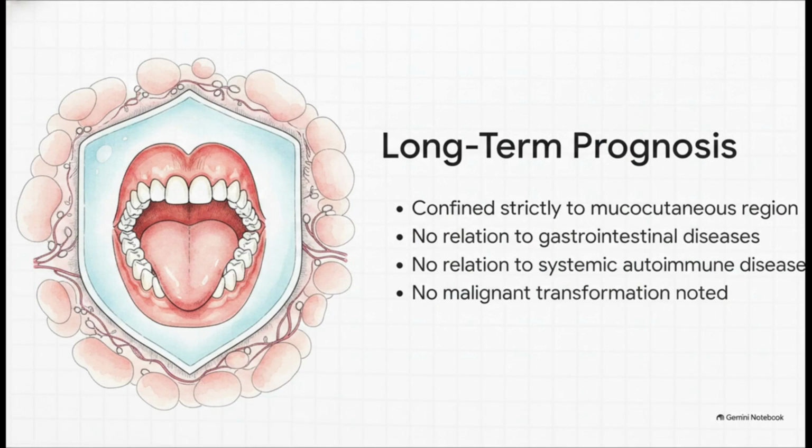So once you actually have the patient on the right treatment, what do you tell them about their future? Well, the great news is that CUS has an excellent long-term prognosis. It is entirely localized. It stays strictly confined to the mucocutaneous region. It is not going to evolve into some systemic autoimmune crisis. And unlike some other oral lesions, it isn't linked to GI tract disorders, like Crohn's or ulcerative colitis. And perhaps most importantly for your patient's peace of mind, there is absolutely zero reported risk of malignant transformation.